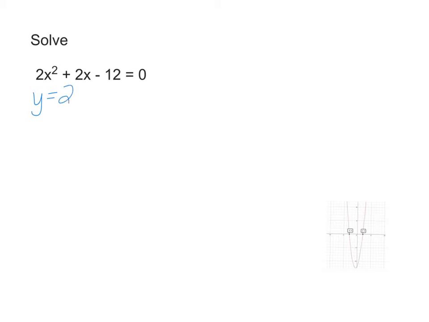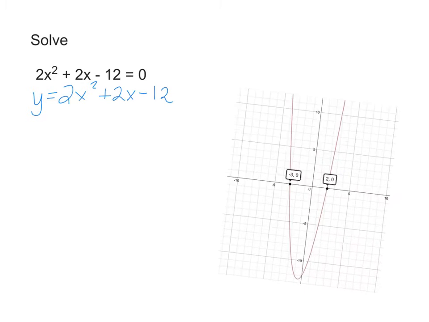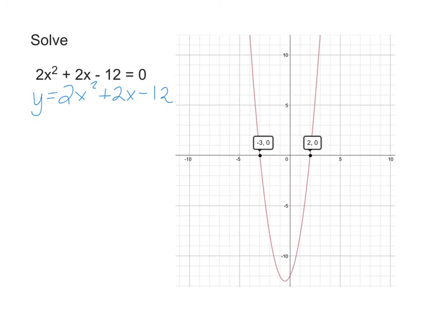y is equal to 2x squared plus 2x minus 12. That's the related function. It's just replacing the 0 with y. If you don't have your calculator out already, get your calculator out and graph that. Once you make your graph of the related function, y equals 2x squared plus 2x minus 12, here it is. You want to find the x-intercepts.